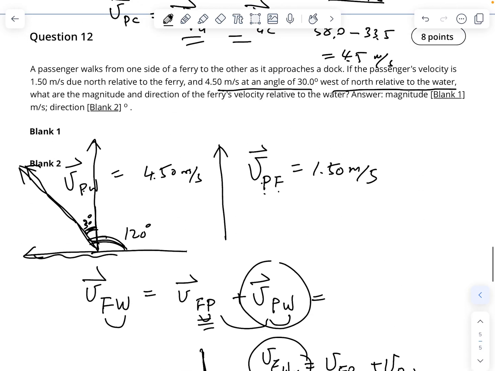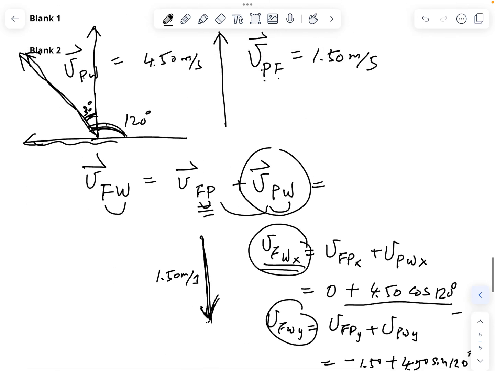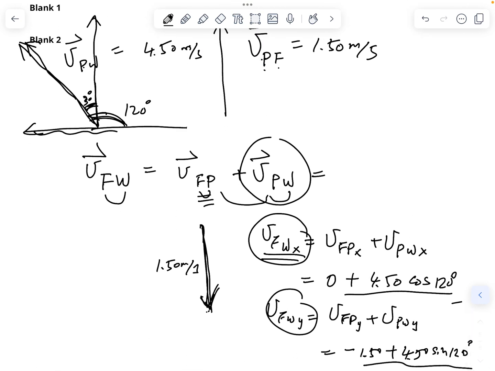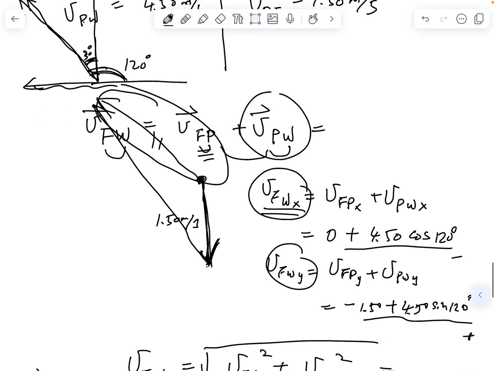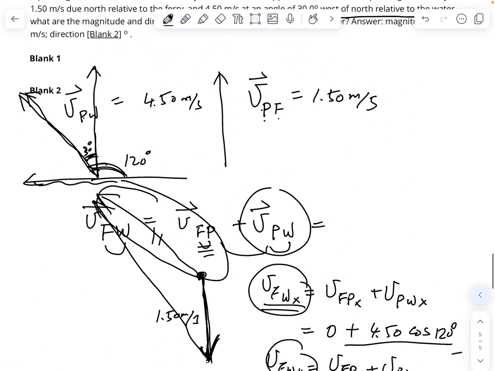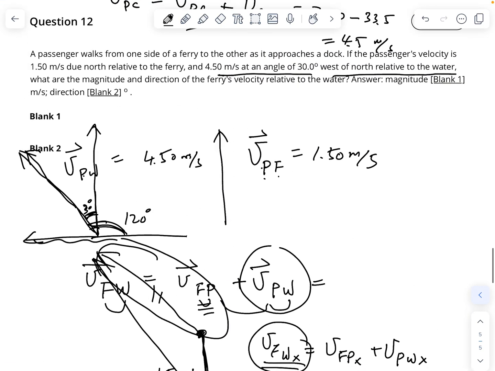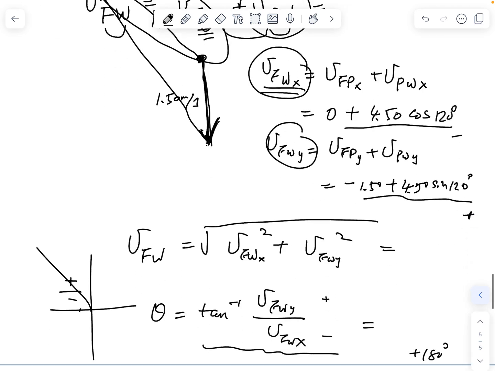If you use the graphic method, this is your FP, and then you add this vector. The resultant vector is from the tail to the tip. So this is the resultant vector. You add them together and find its magnitude and direction. That's the relative velocity. All right, that's all for this chapter.